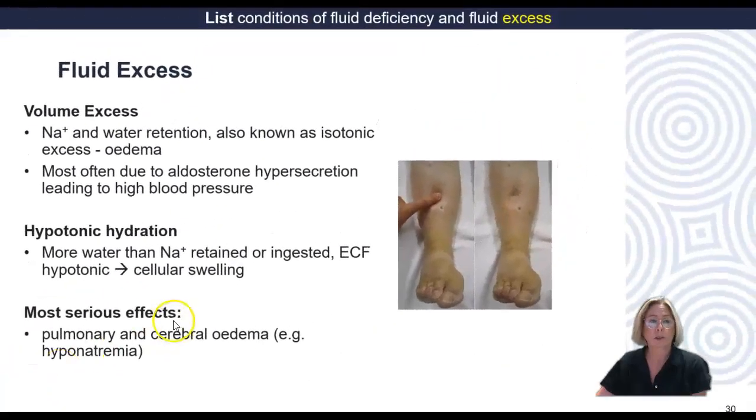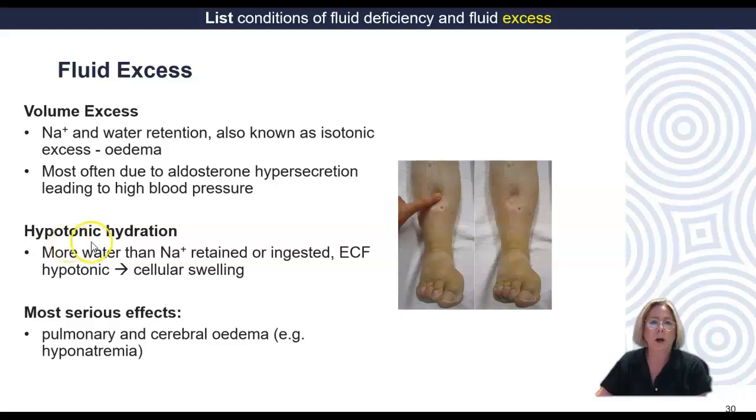Fluid excess is also a thing, and when we think about fluid excess, we often think about edema, so that tissue edema or tissue swelling. So with volume excess, there is equal sodium and water retention, and this is also known as isotonic excess. It is most often due to hyperaldosteronism, which is a condition where there's oversecretion of aldosterone, and that will lead to too much sodium and too much water getting reabsorbed back from the filtrate into the blood, leading to hypertension or abnormally high blood pressure.